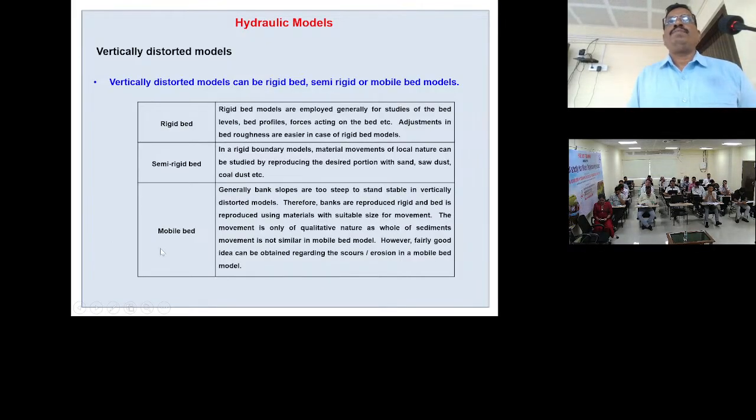And mobile bed models: the model bed is constructed purely with silt or sand of D50 size. Suppose the Yamuna riverbed model is constructed with D50 of 0.34 mm. So the total model is with silt from upstream to downstream, and every year we change the flow pattern with the latest cross sections and release the discharge into this mobile bed model. Bed movement and silt movement can also be seen in mobile bed models.